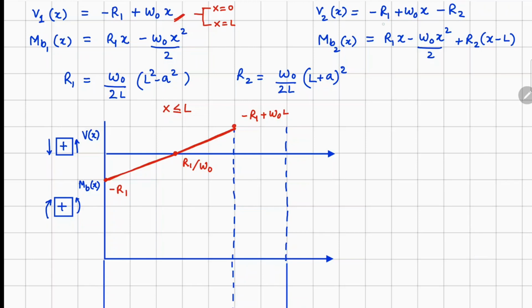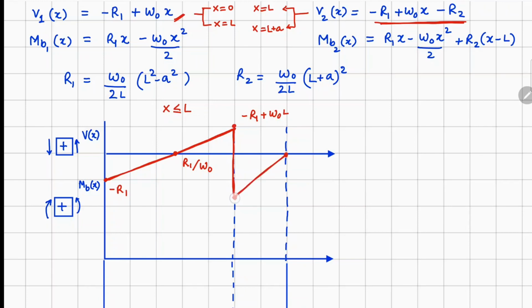Now in the second segment we have this function which we need to plot. We can evaluate this at 2 points: one is at x equals L and the other at x equals L plus A. The value of this function at x equals L plus A is going to come out as 0, and at this point here the value is going to be different by the R2 that we have. So the value right here is going to be something different.